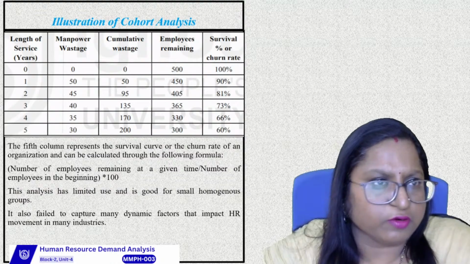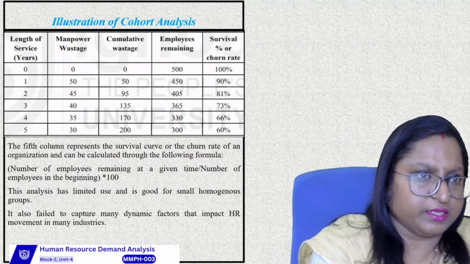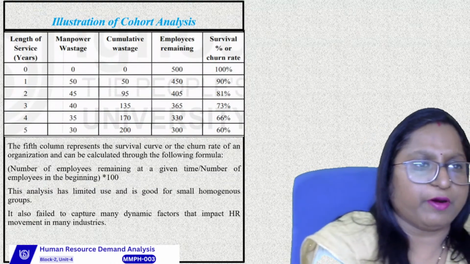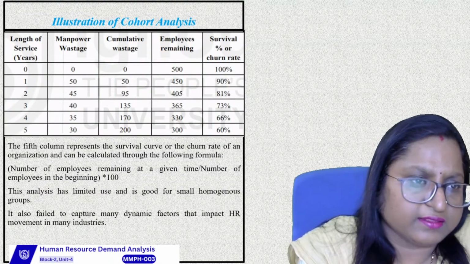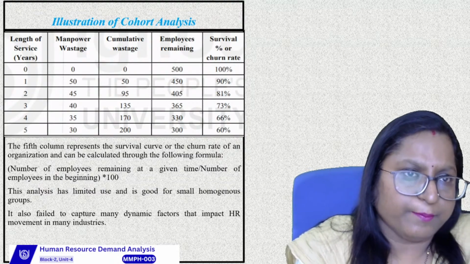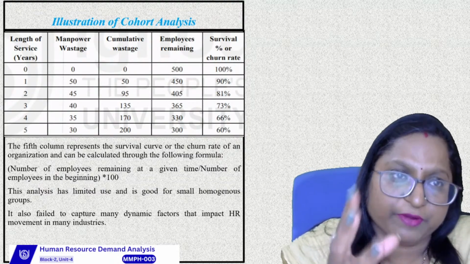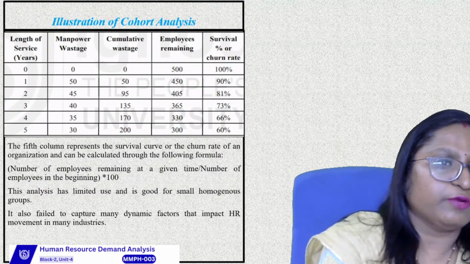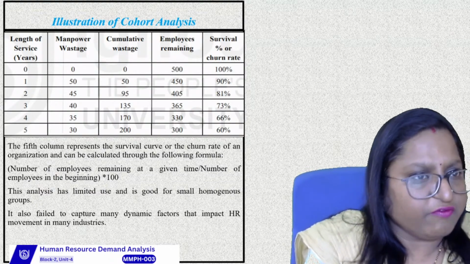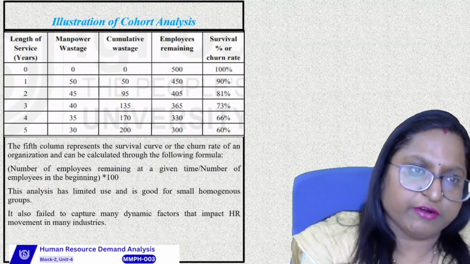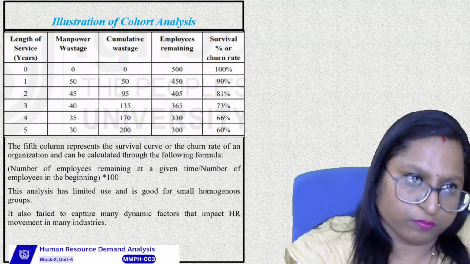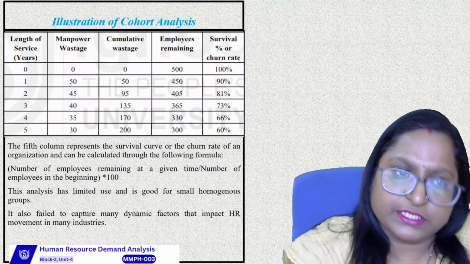So the cumulative value can be cumulative wastage. As in the table it is mentioned that the wastage of manpower is 50, 45, 40, 35 and 30. So here the cumulative wastage can be calculated by adding the current value with the previous one. Here we can say the cumulative wastage in the past year, 0 year, is 0. There is no value. In the first year, it was 50 and it will remain the same, 50 plus 0, that is the previous value of the 0th term. The 50 plus 0 is 50.